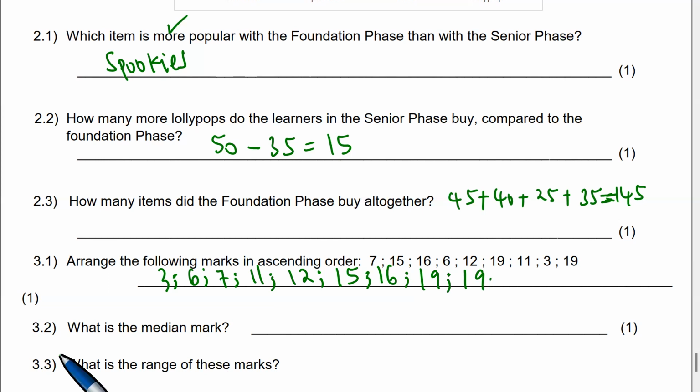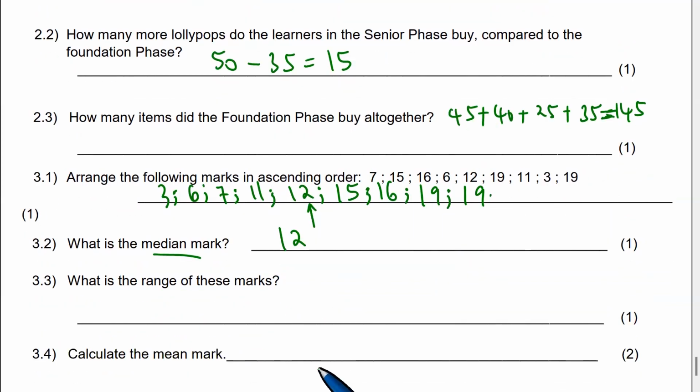What is the median mark? And why? What do you think the median mark is and why? Twelve. Why? It's in the middle of the set of numbers. If you look at the 12, then we have 2, 4 this side and 2, 4 the other side. So 12 is in the middle, and therefore the median mark is 12.